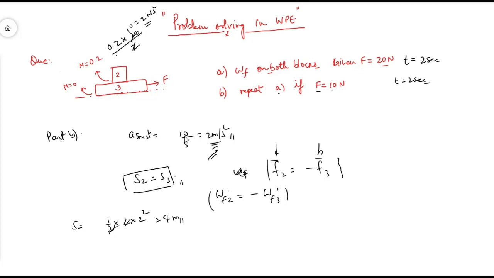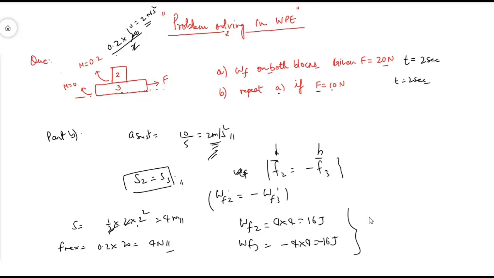Now if this block is moving with the maximum acceleration of 2 meter per second square, that means maximum friction is there. So F max is again mu into N, and mu into N is 20, and that gives you 4 Newton. Okay, so F max is 4 Newton, so work done by friction on this 2 kg block is 4 into 4, which is 16 joule. Work done by friction on this 3 kg block is minus 4 into 4, which is minus 16 joule. Okay, so in this case, the net work by friction on the system is 0.